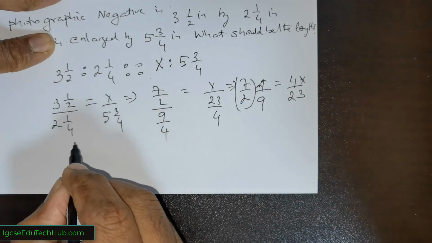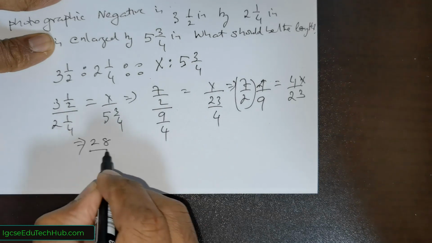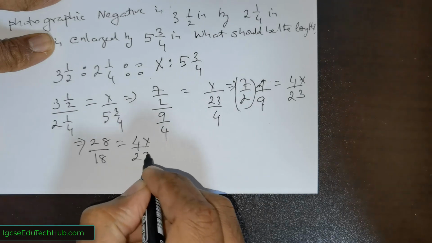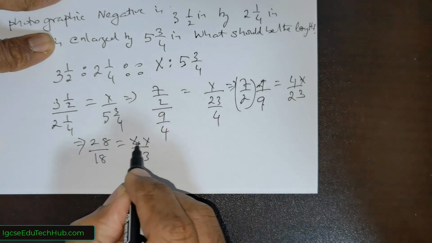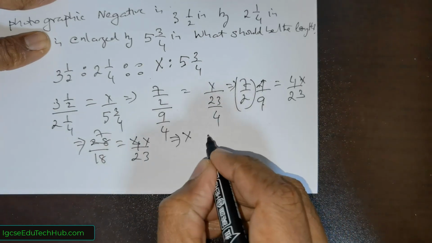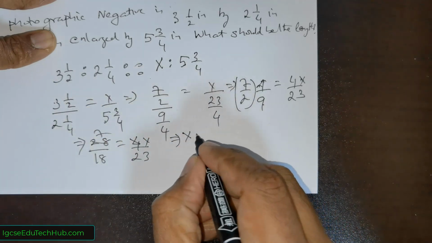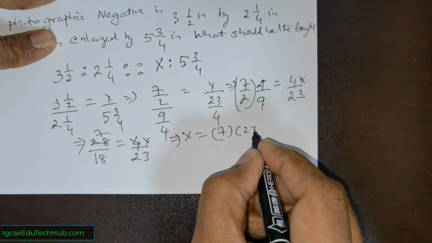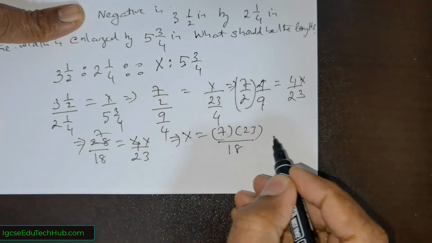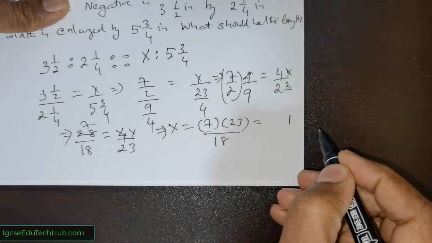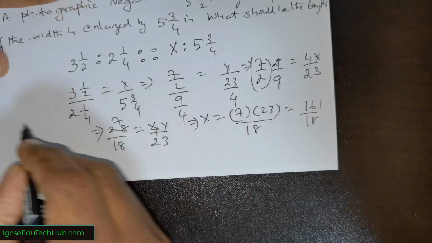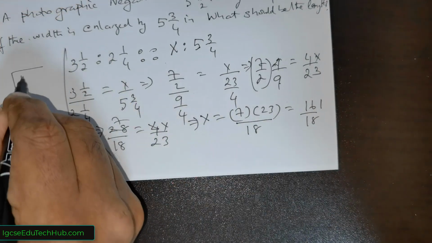Now 7 4s are 28 divided by 2 times 9 is 18 is equal to 4 times X divided by 23. Now 4 divides here 7 times, so this means you have X to be equal to 23 into 7, and you have 18 here. So you multiply this 7 times 3 is 21, 2 7 are 14, 15, 16 divided by 18. So you have to divide and find out the length. So let me divide this.